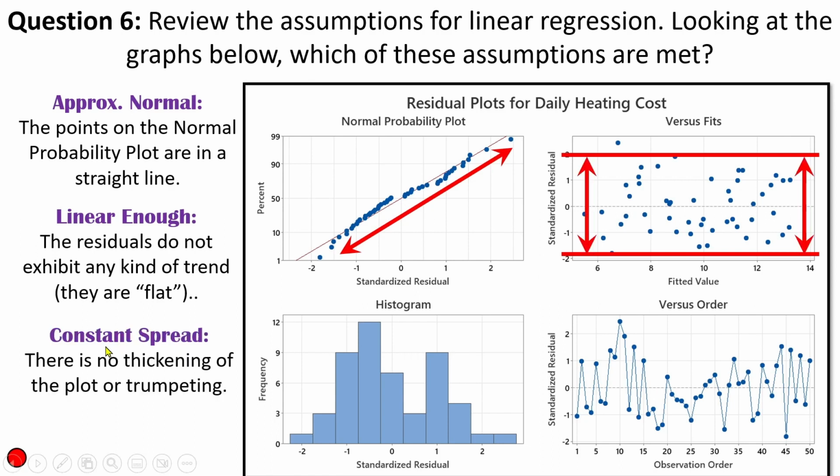The third condition, the constant spread, is that you see no thickening of the plot, or what they call trumpeting. And here you can see that the spread in the vertical direction of these residuals is approximately constant. And so that condition is satisfied. So here we can say, from this analysis of the residuals, that it was appropriate to use a linear regression model for this data.